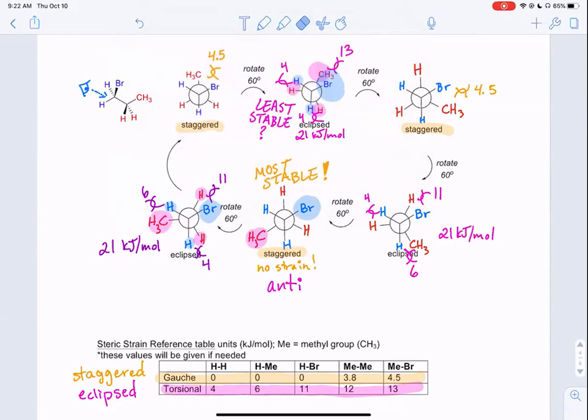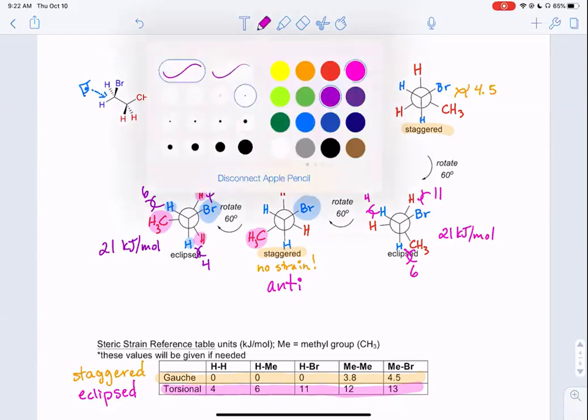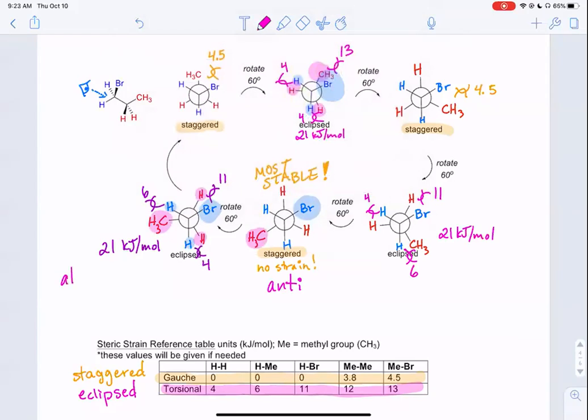So we can take out this sign here that says this is the least stable conformation. This is me erasing that. We would say that all the eclipsed conformations for this particular molecule are equally unstable or unfavored.